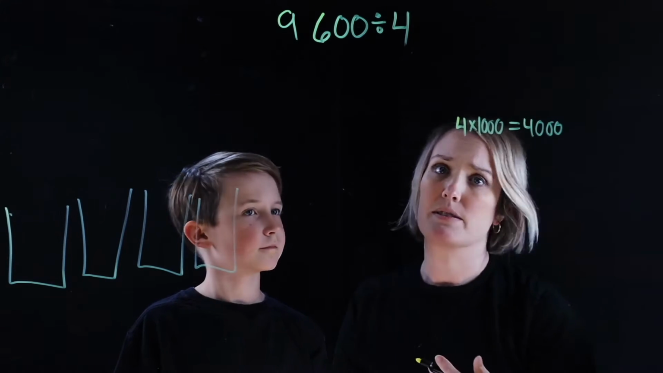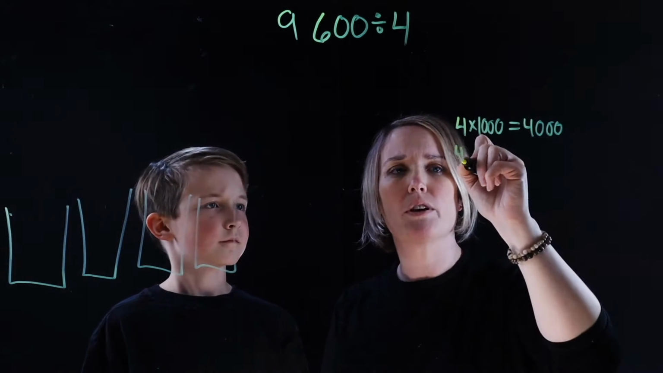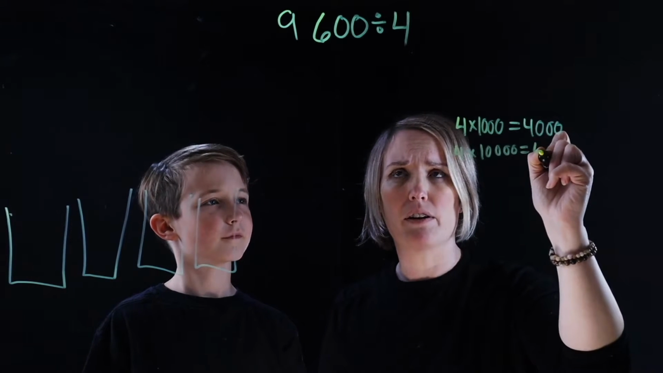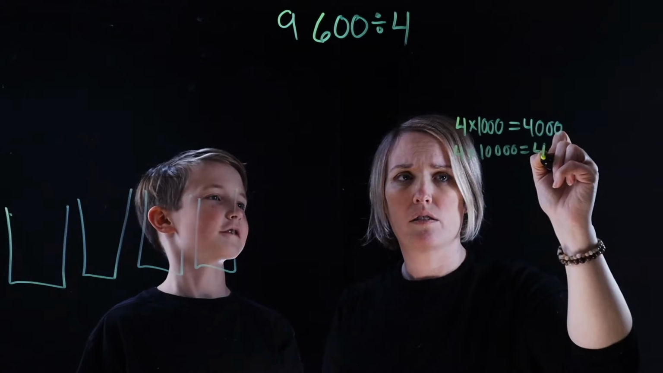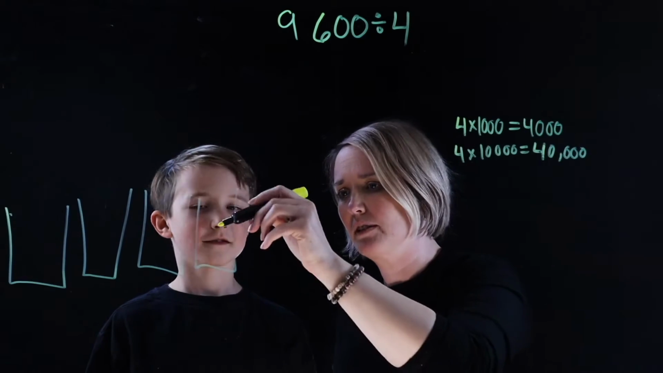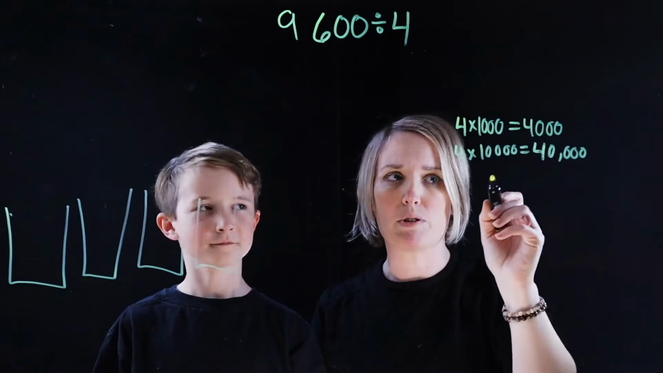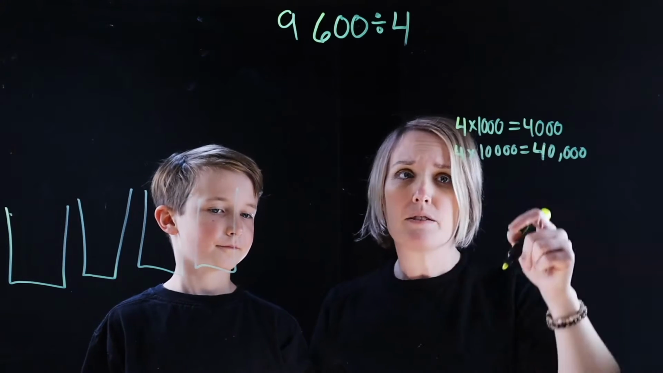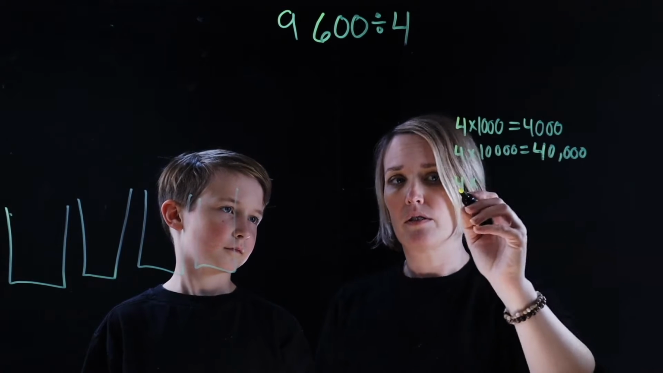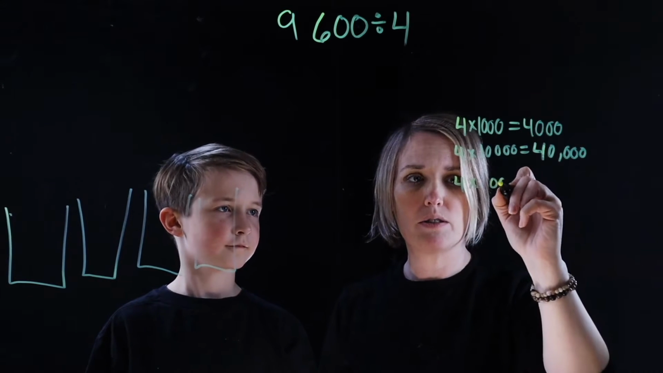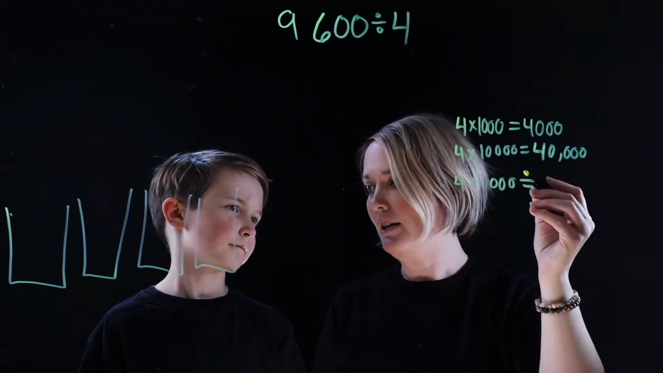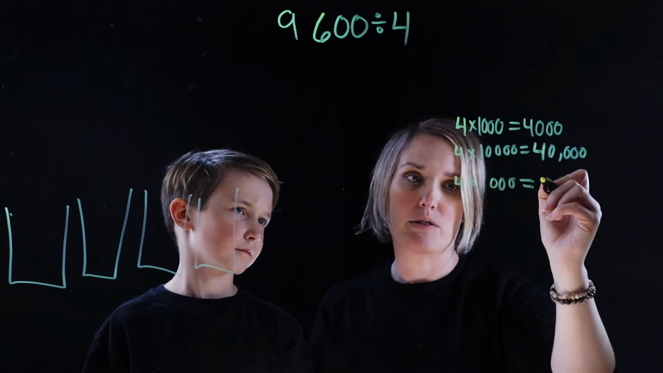So why don't we maximize the amount? Could we go 4 times 10,000? That would be 40,000. So that means we would give 10,000 to each one, which is why we're multiplying by 4. But that's too much. So we have to figure out 4 times some thousand, and we need it to be around 9,000.